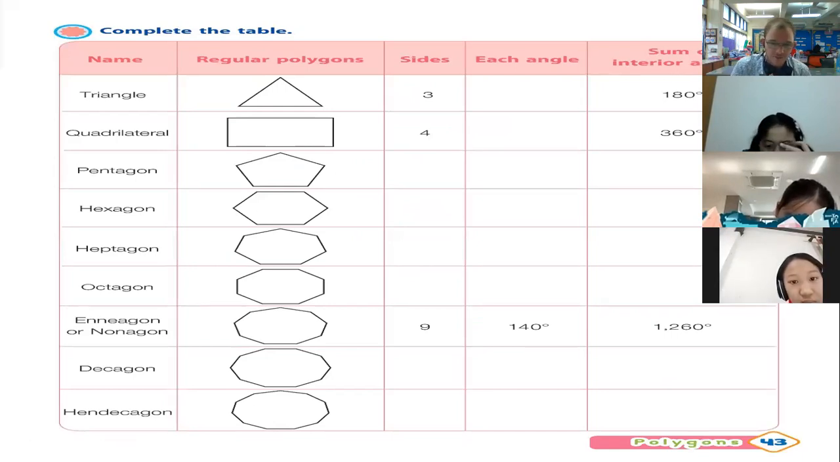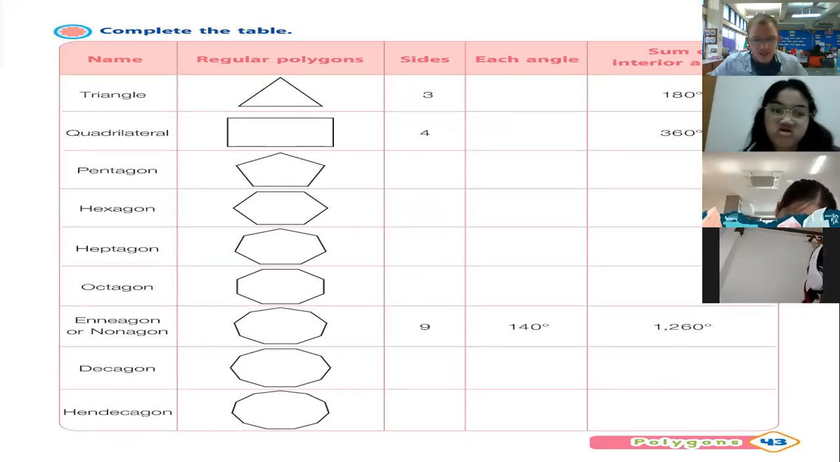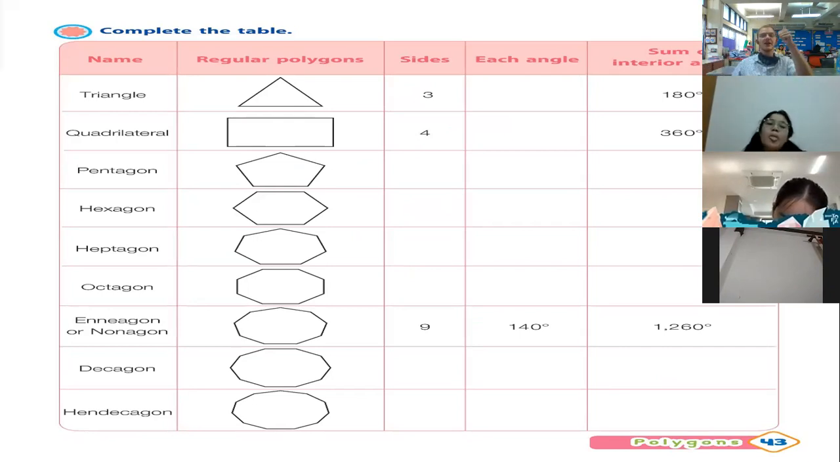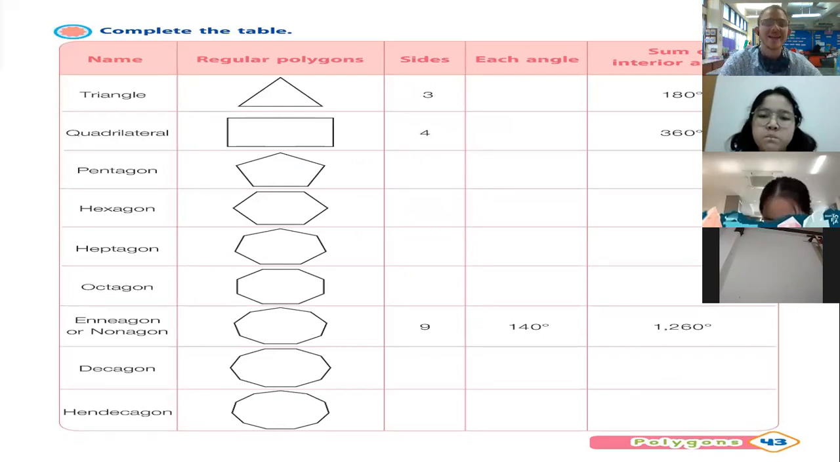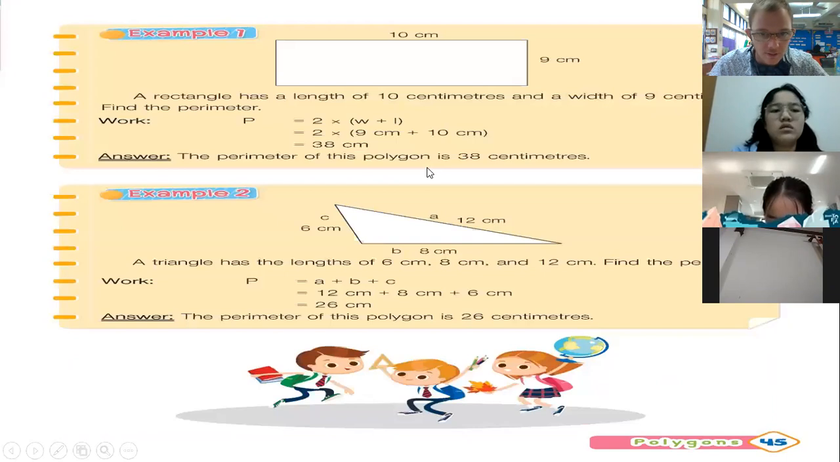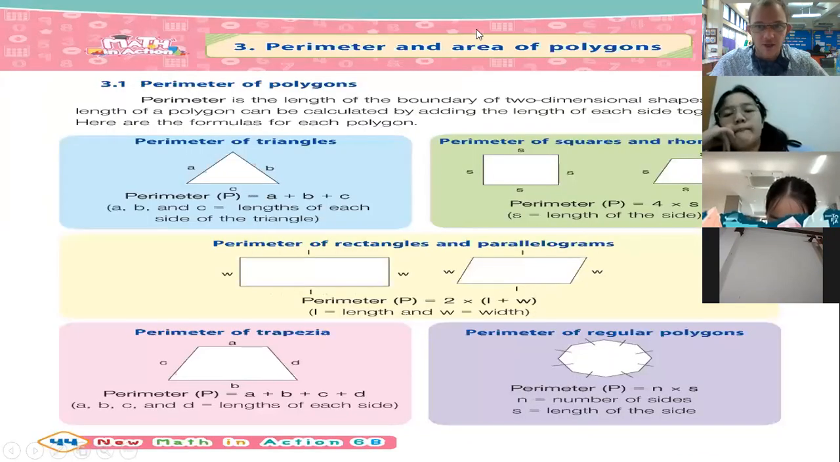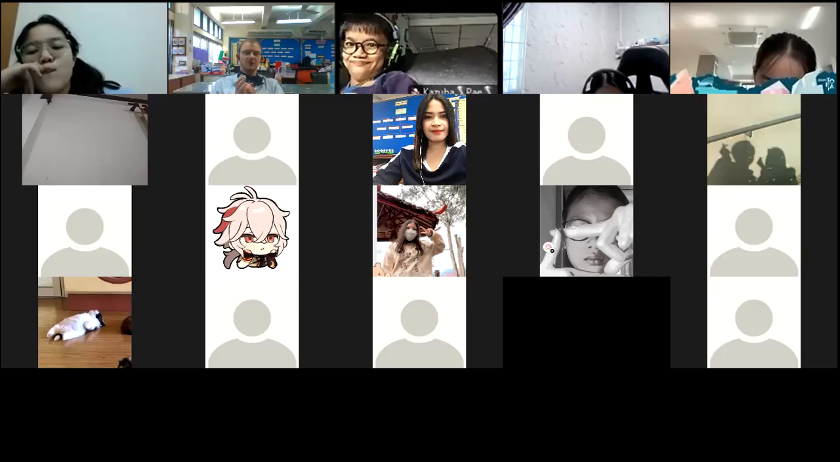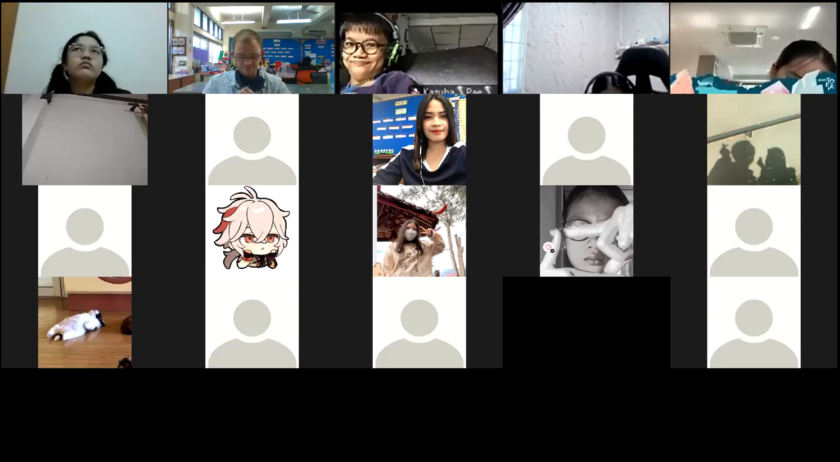So I remove the rest of the answers now. Hopefully you can calculate them. So first, number of sides. Second, each angle size. And third, total of all interior angles. These ones, perimeters, we're not going to look at today. We'll look at that next time.